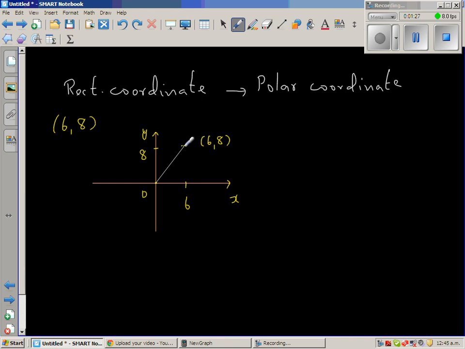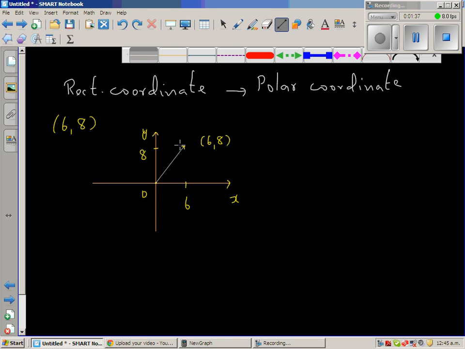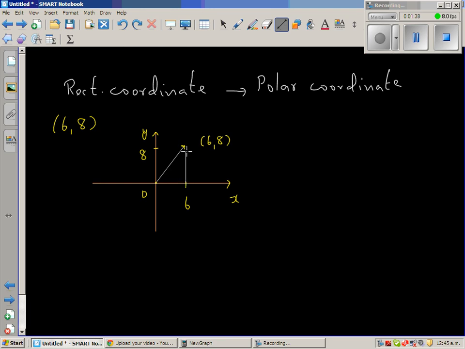You want to find the coordinate. So let us draw a right angle triangle. So again, let me use a line tool. So this is your other vector. So this point is 6 comma 8. We want to find r, which is the distance from the origin to this point, and we want to find theta. So this point in polar form is r comma theta.